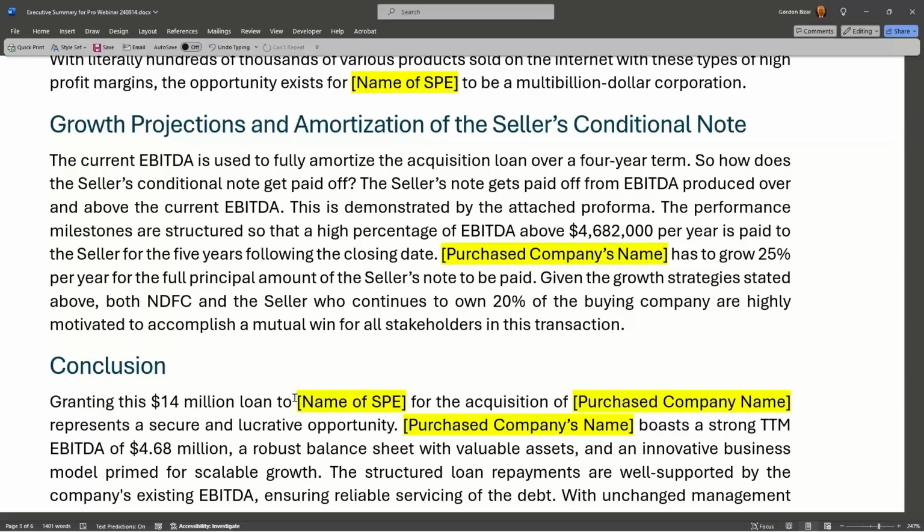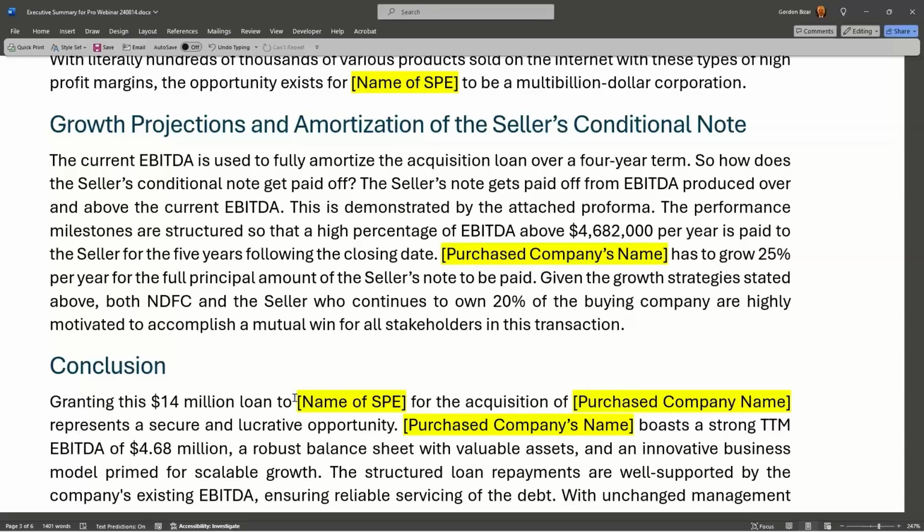The performance milestones are structured so that a high percentage of the EBITDA above $4,682,000 per year is paid to the seller for the 5 years following the closing date. So that purchase company has to grow 25% per year for the full principal amount of the seller's note to be paid. Given the growth strategy stated above, both NDFC and the seller, who continues to own 20% of the buying company, are highly motivated to accomplish this mutual win for all stakeholders in this transaction.